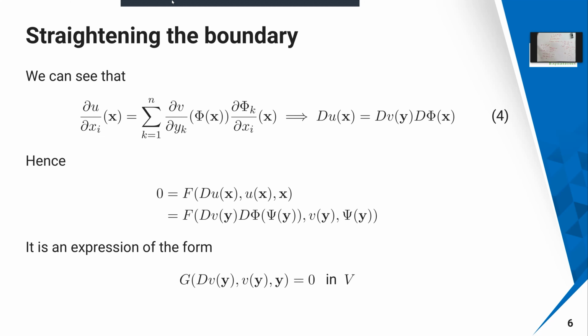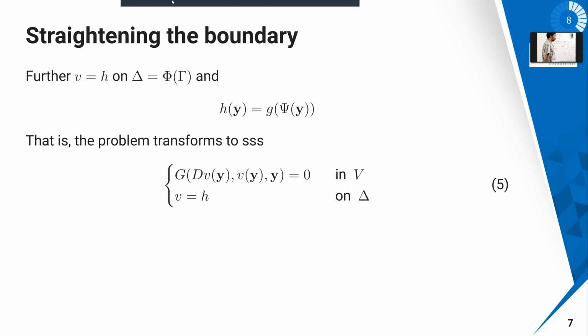Or I can write it as another expression. This can be written as g of dv of y comma v of y, and it is of this form, because phi is again a function of y. Therefore, you can write it in this way. So in the domain V, I can write it, because V is pi of omega already. So this pi is also going to be observed over there. Further, I'm going to write this one.